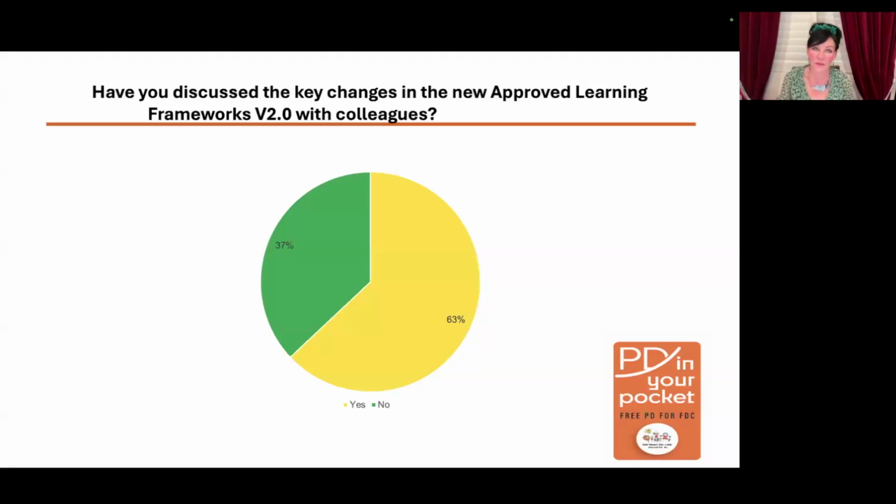And then 37% of you said no, but just being here tonight, you're already starting to participate and to discuss. So we could probably almost turn that circle into a big fat 100. I'm so good at data.